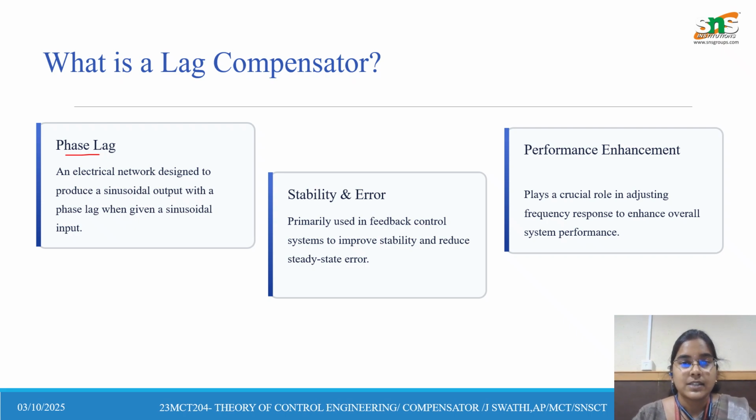Next is stability and steady state error. It helps in reducing the steady state error of the control system, especially for ramp inputs. Next is performance enhancement. It improves performance and ensures stability by increasing the phase margin and decreasing the overshoot, improving the overall stability of the system.